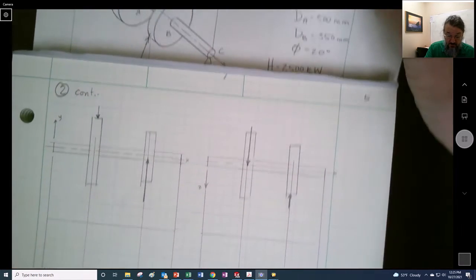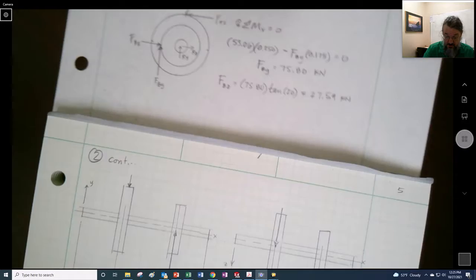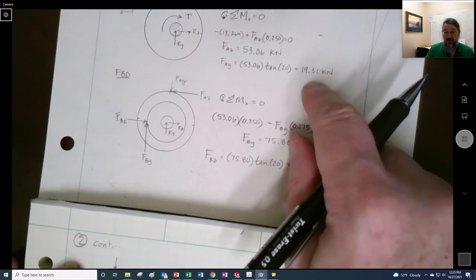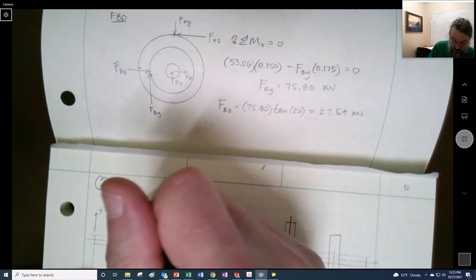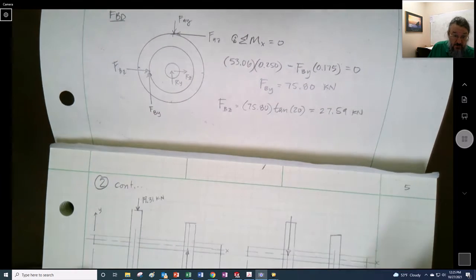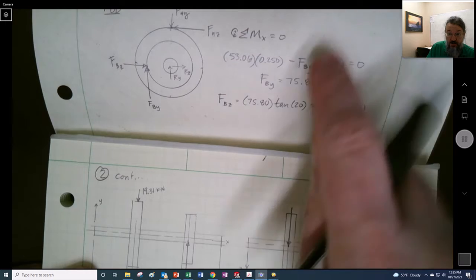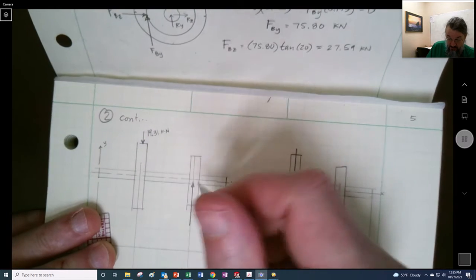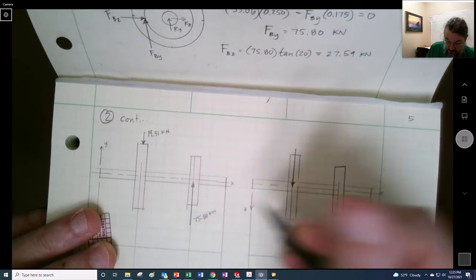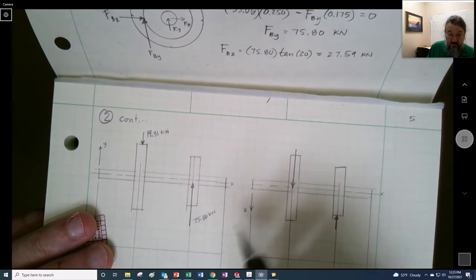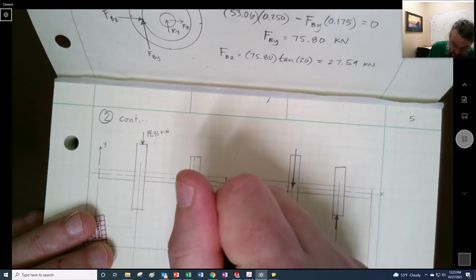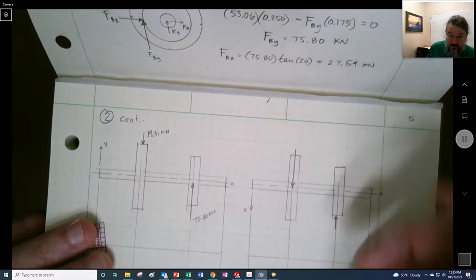And in terms of values, let's see. We're going to have this guy right here is going to be the 19.31 kilonewtons. And this guy is going to be our 75.80 kilonewtons. Let's hope that doesn't interfere. Maybe I'll make him a little shorter.